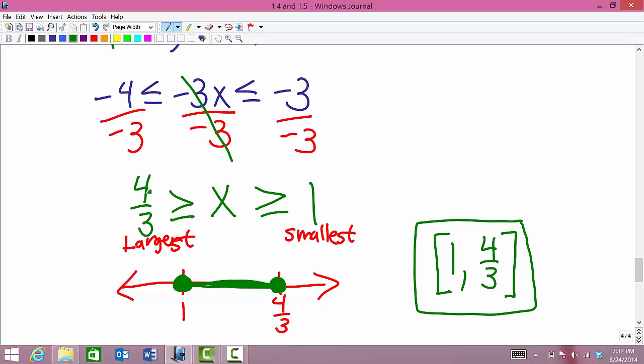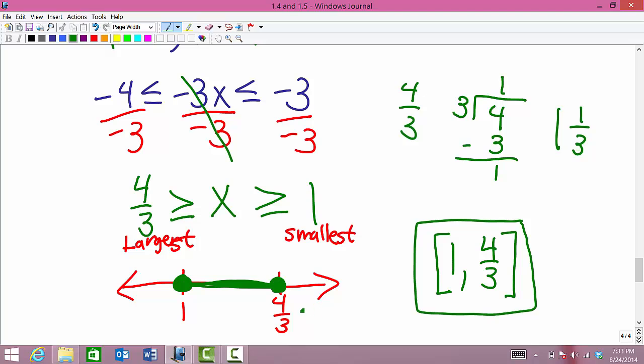Now let's say that you did not know that 4/3 was actually larger than 1. You can always take that improper fraction and convert it to a mixed number. 3 goes into 4 one time. 1 times 3 is 3. So this actually gives us the mixed number 1 and 1/3. So we know that 4/3 would actually be larger than 1 because 4/3 is the same thing as 1 and 1/3, which obviously is larger than 1. So if you have an improper fraction, you want to convert that to a mixed number just to see where to place it on the number line.